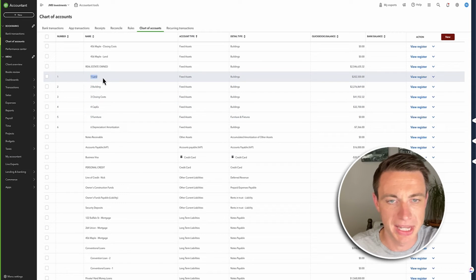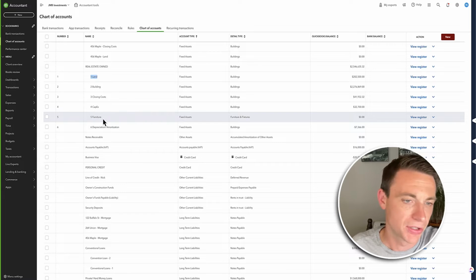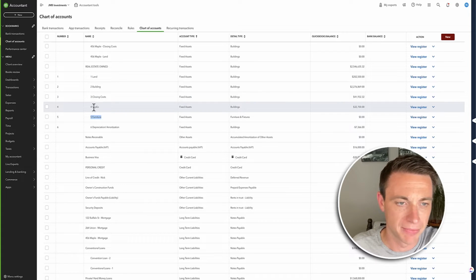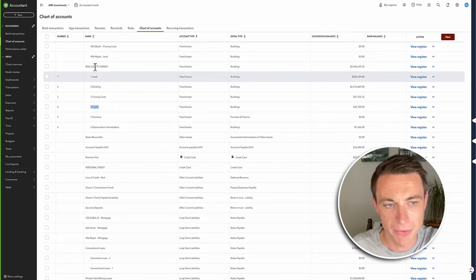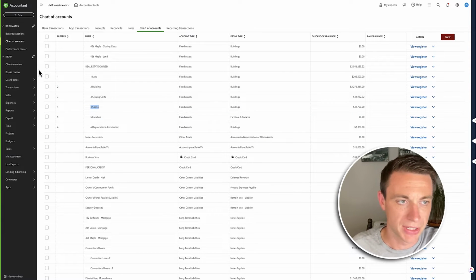We certainly want land separated out. Building, closing costs, CapEx, that makes sense as well. Furniture, you can decide whether you want that or not. That could maybe be a sub-account of CapEx. But either way, we need to have those accounts ready to go. And they are. Let's look at what a journal entry is, okay?